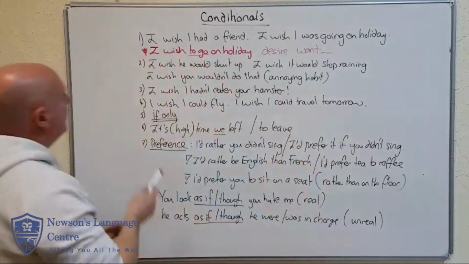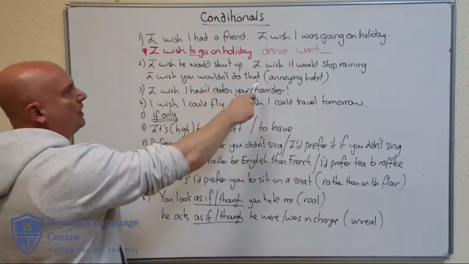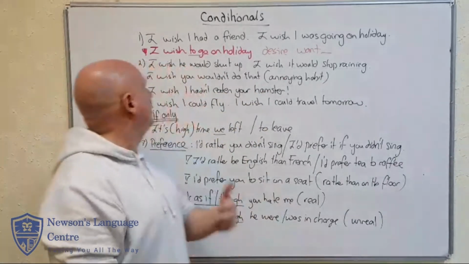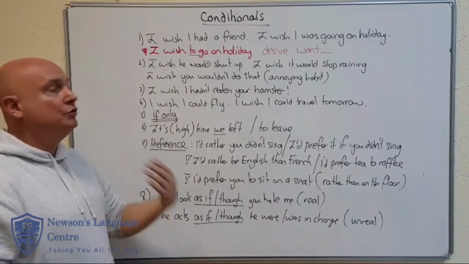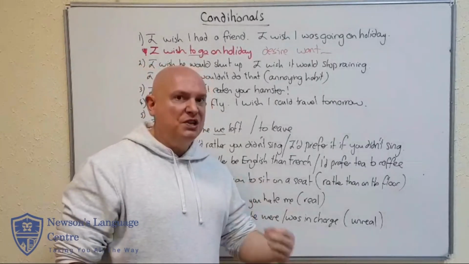Okay? Now we have number 2. When you have I wish he would or I wish it would, you want to say that you want something to change, but it will not. So for example, I wish he would shut up, but he won't shut up. I wish it would stop raining. It's not going to stop raining, but I wish it would.